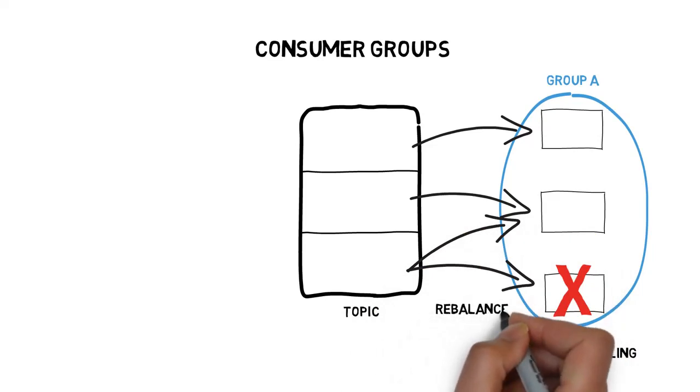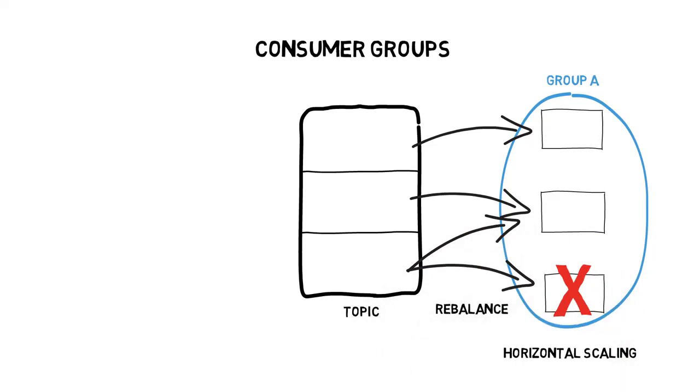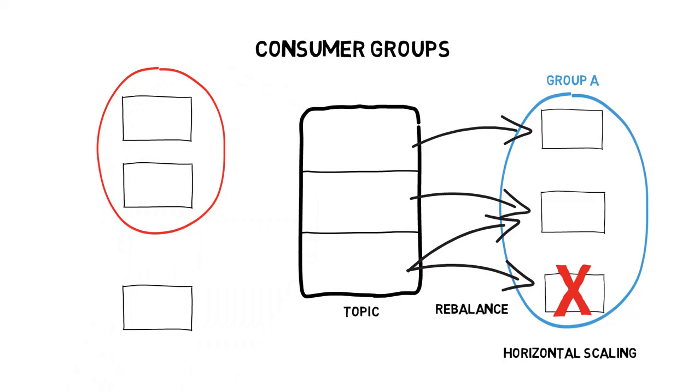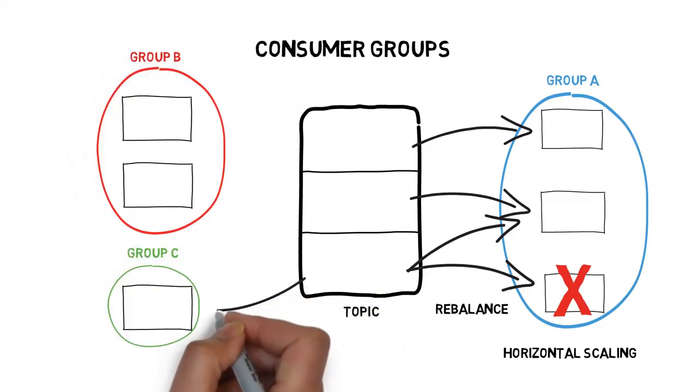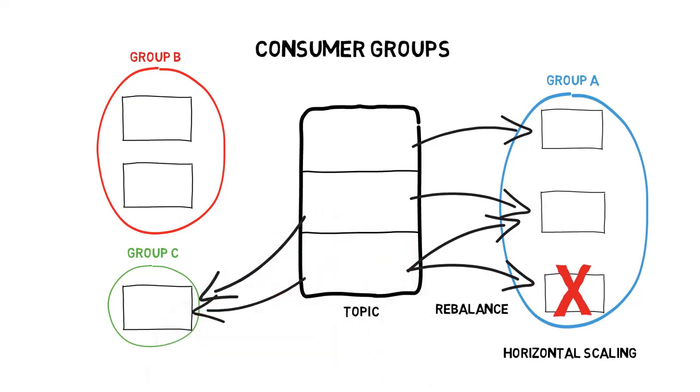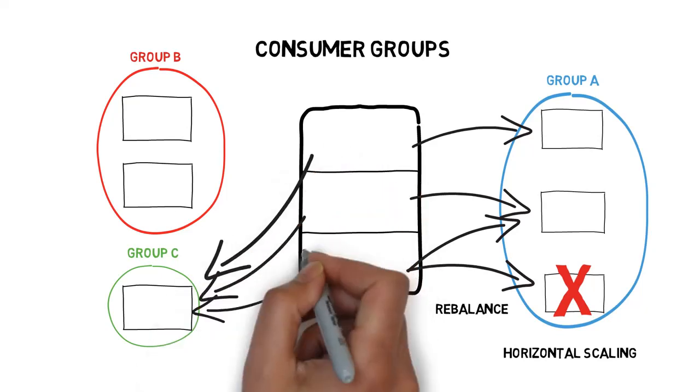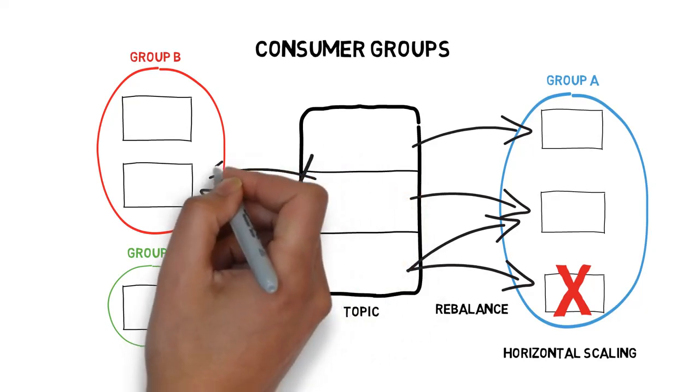for the missing member. In case we want to consume the same messages multiple times, we have to make sure the consumers belong to different consumer groups. This can be useful if we have multiple applications that have to process the same data separately.